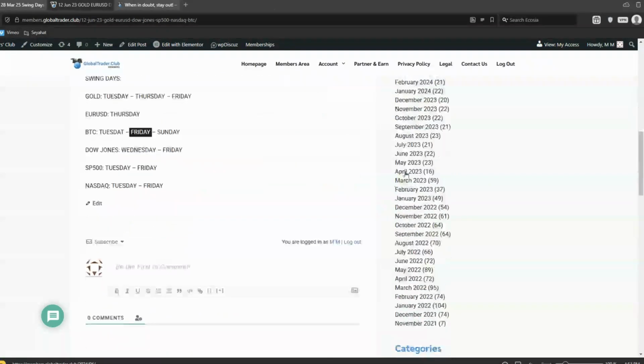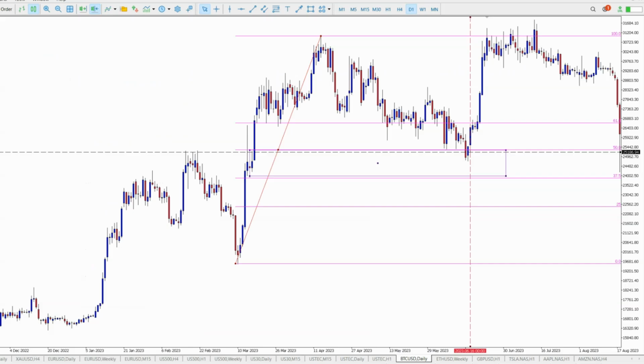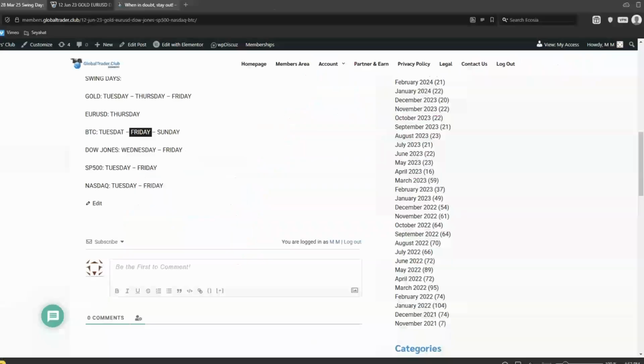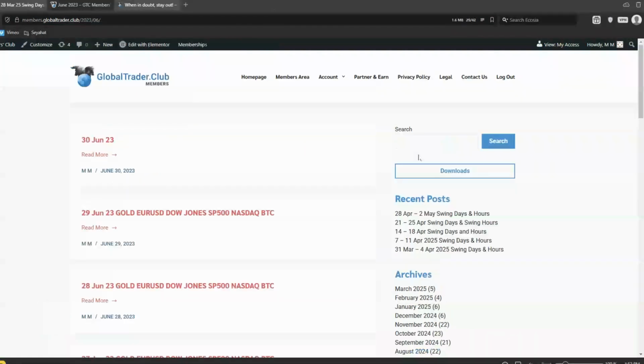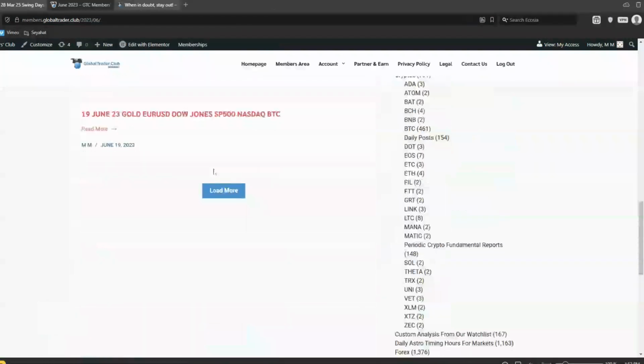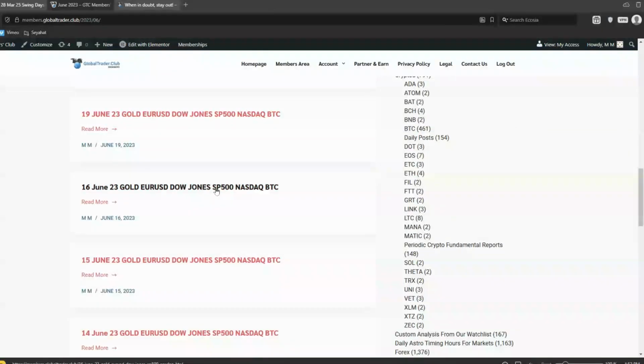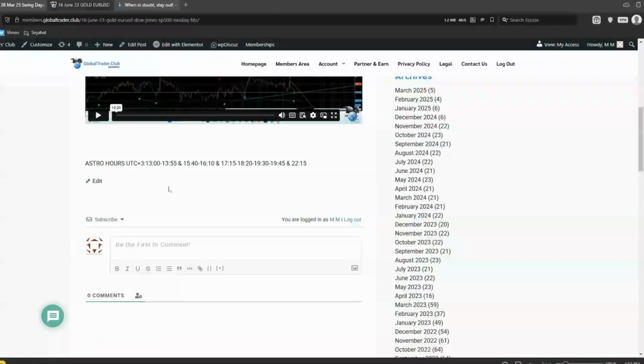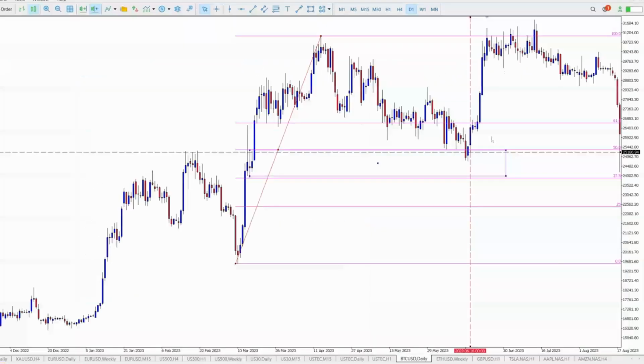All right, so if I go back into June 2023, yep, 16th of June 2023. Then you've got to check the hours as well. As you can see in the current version, I've got the swing days and the swing hours all on one page. Before, it was all on separate pages. And then you'd be looking at these hours to buy the lows, okay? Because that's your zone and that's how you want to get in there. Okay, I hope that makes sense.